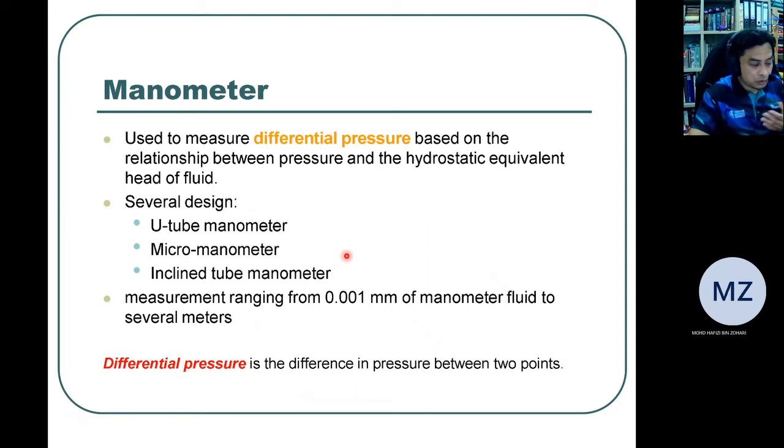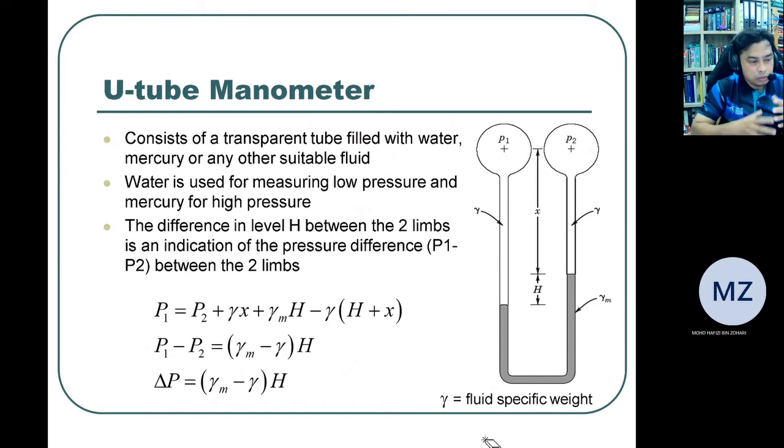All right. So the measurement of the manometer can be up to 0.01 millimeter of fluid into the several meters of height difference. Okay. All right. So U-tube manometer. U-tube manometer is a type of manometer to calculate the pressure difference between one pressure and the other pressure, one of higher pressure and the other one is a lower pressure. So if you look at this figure here, P1 is one pressure and P2 is another pressure.